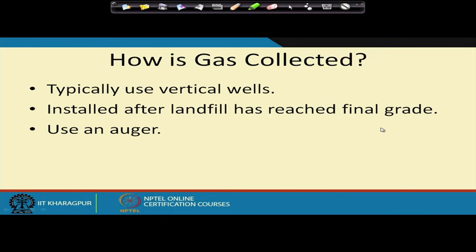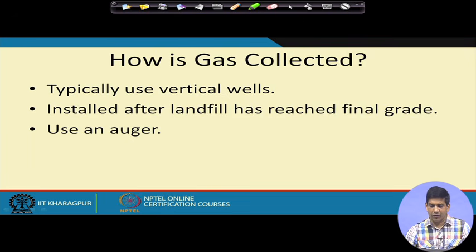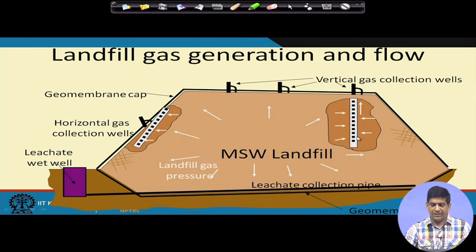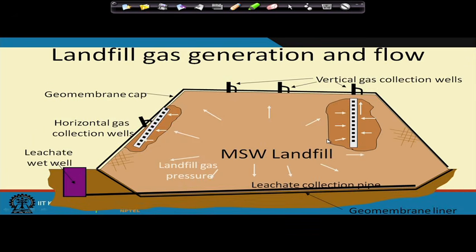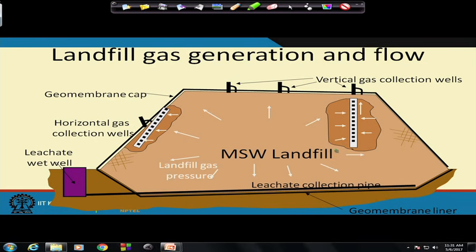How is gas collected? We use vertical wells, and we install them after the landfill has reached the final grade. We can use an auger to do that. So this is a typical landfill gas generation, where we have the MSW landfill. The gas will start traveling in all these directions. You see these arrows where the gas will start traveling around.